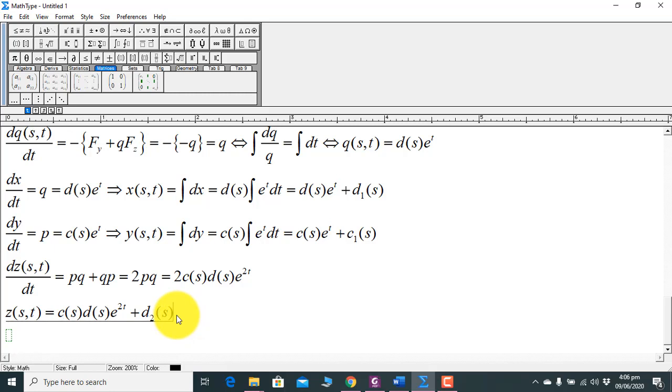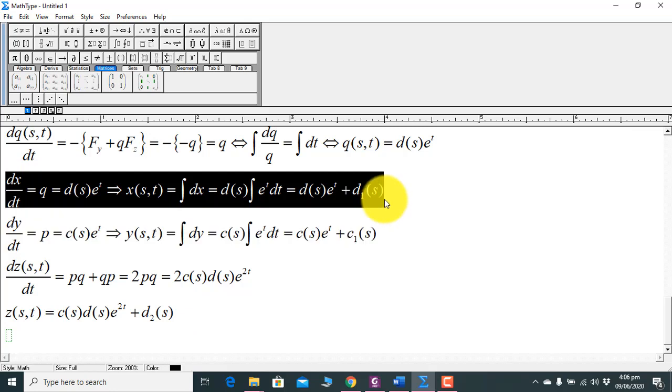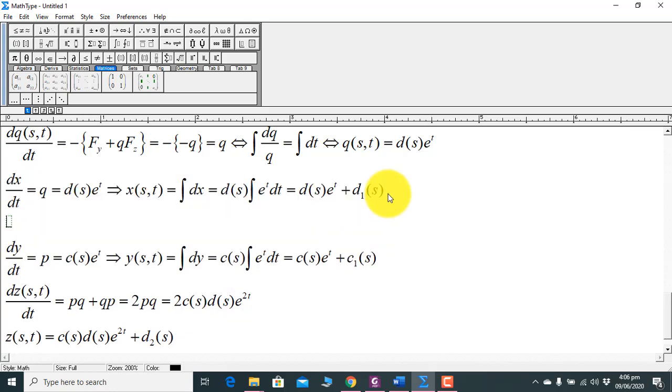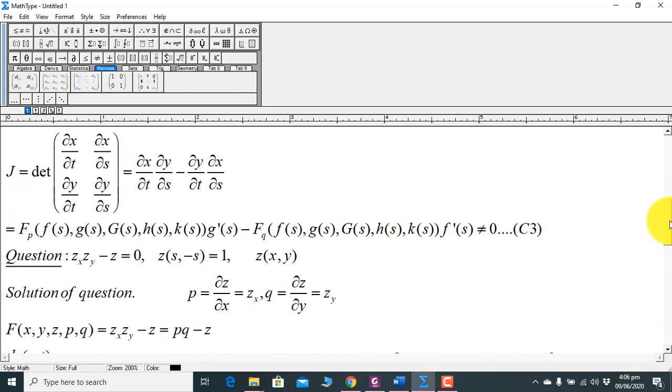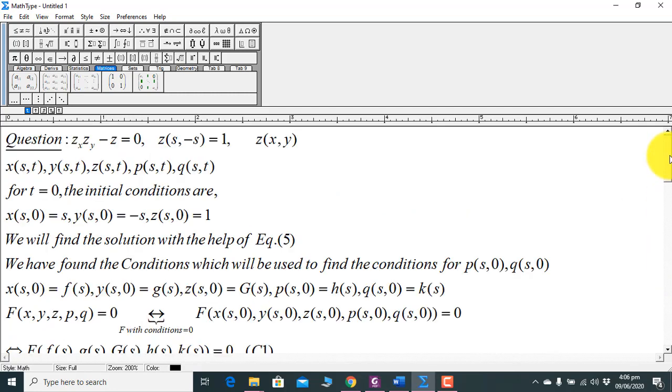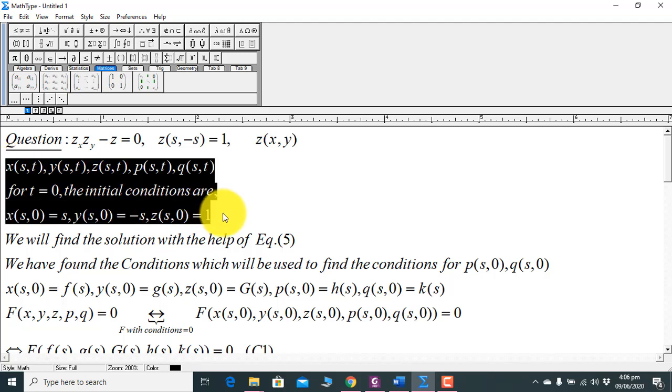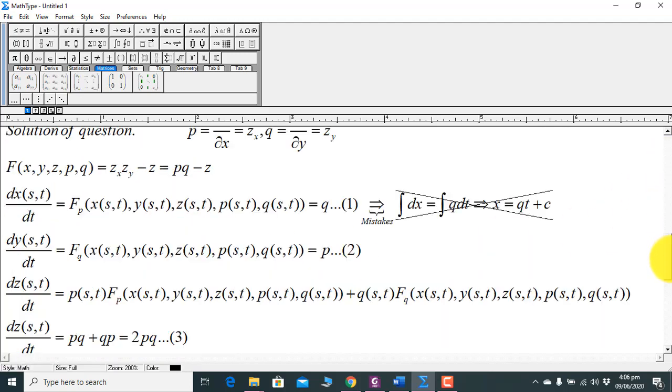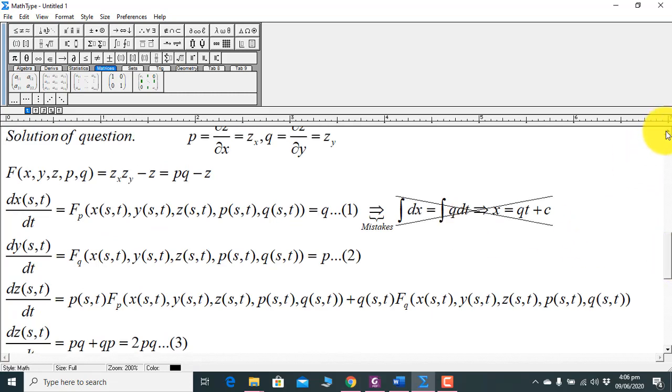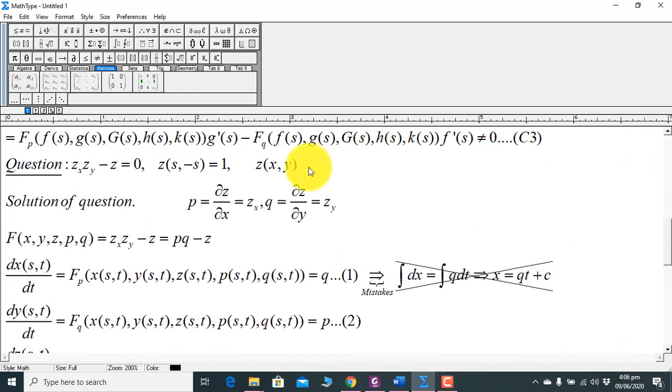Just apply the conditions which you already know. So you know the condition for x. How can you calculate? What is x of s comma 0? On the left hand side you know the answer of x of s comma 0. The answer is s. For y of s comma 0 the answer is minus s, and for z of s comma 0 the answer is, so I write for you also again in the solution. Here comes the solution.